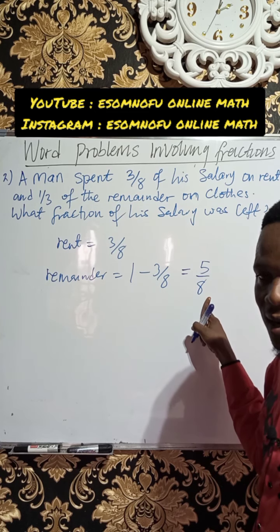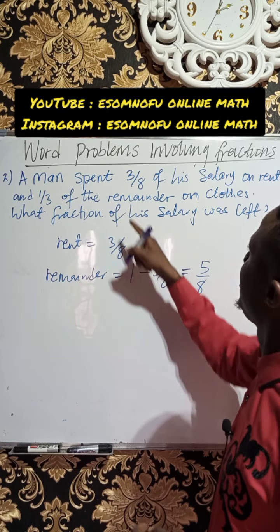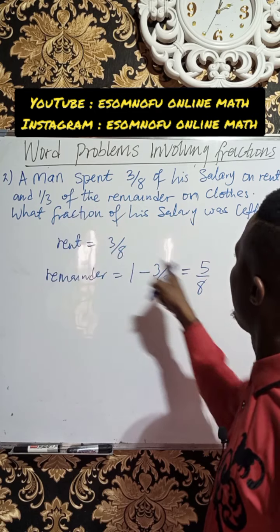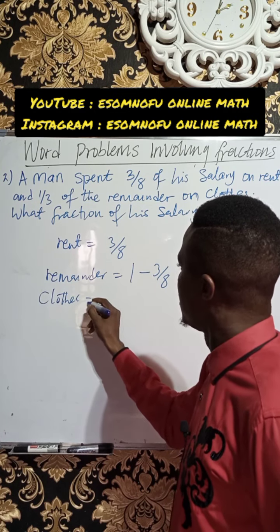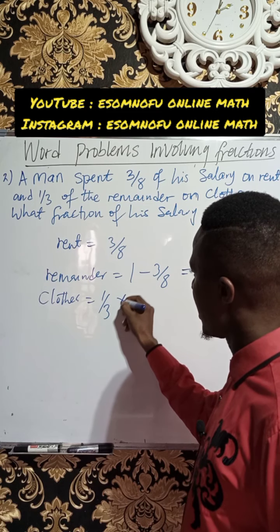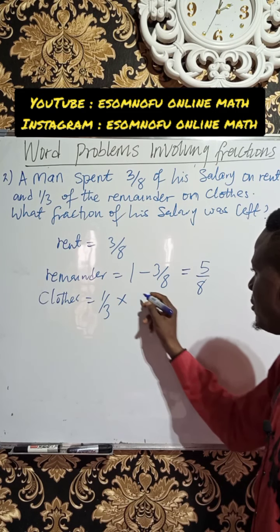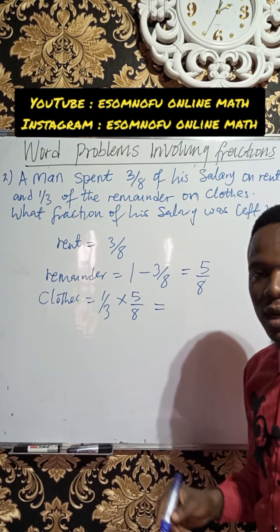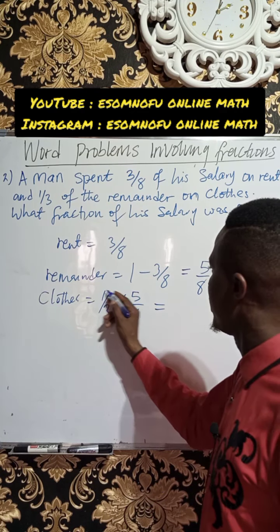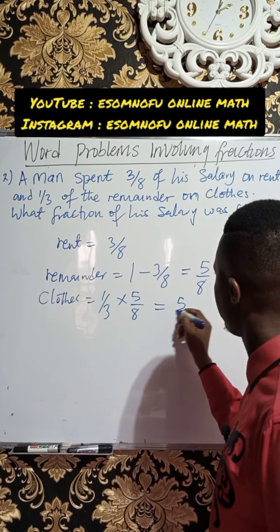This is the remainder. But we are told that on clothes, he spent 1/3 of the remainder. So for clothes, 1/3 of means times, and the remainder is 5/8. Nothing can cancel out. You multiply out. 1 times 5 is 5, over 3 times 8 is 24.